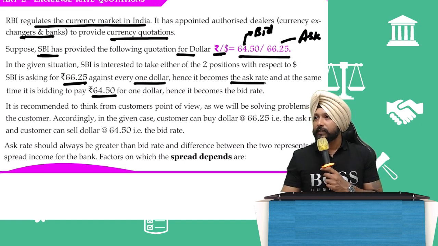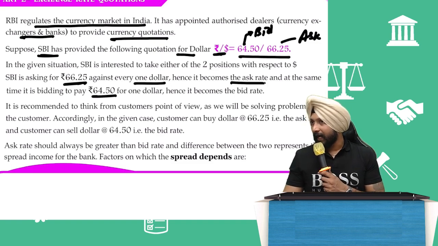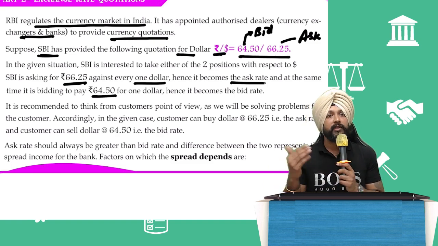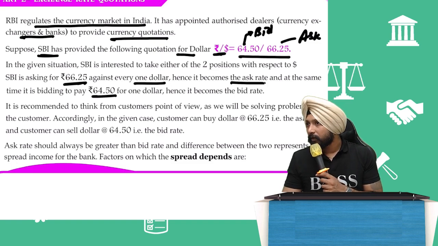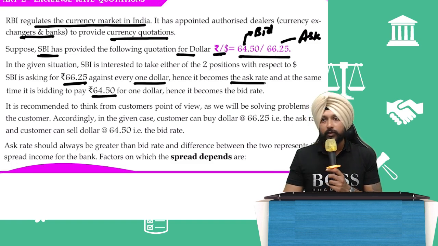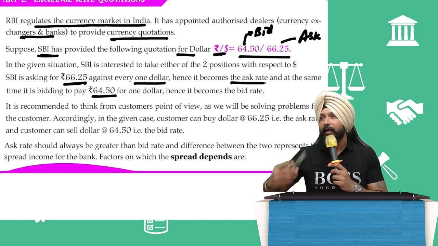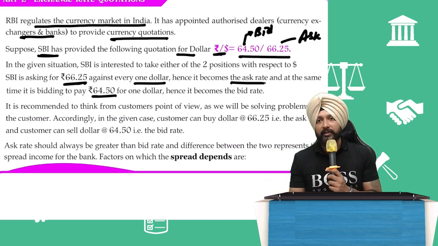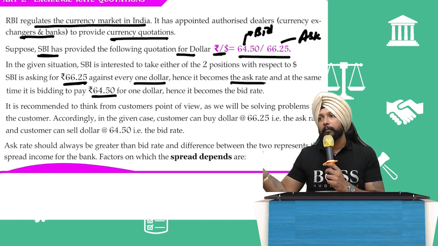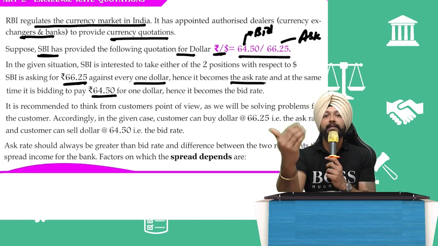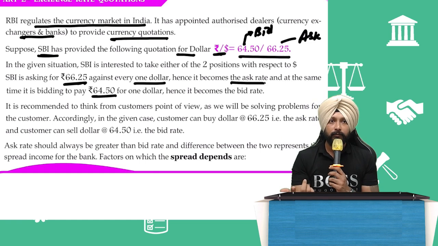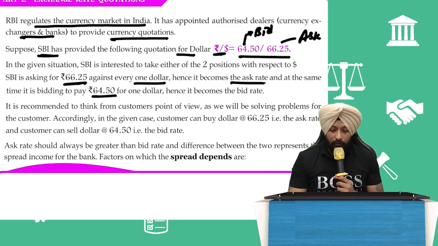Bank will always ask you to pay more, and in return the bank will pay you less, because it's a business for them. So you can't say this is unfair. This is just like the production cost of an iPhone is something and they are selling at a higher price. That's a business. Similarly, for a currency dealer, the business is to buy currency at a lower price and sell at a higher price. You understood what I'm saying?